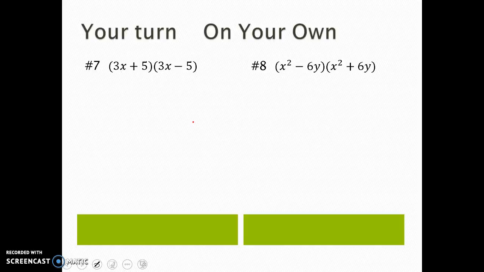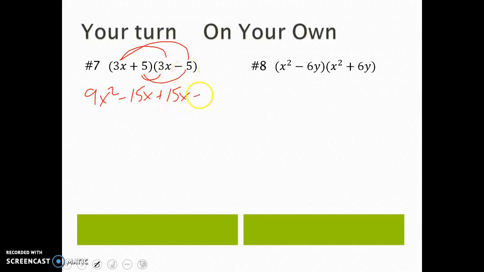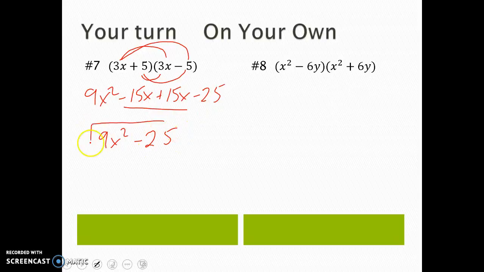Let's just try these two on our own before we do our homework assignment. Here we have, you can pause your video and try it, and then make sure that you have these correct. I'm going to start by taking 3x times 3x, which is 9x squared. 3x times negative 5 is negative 15x. 5 times 3x is positive 15x. And positive 5 times negative 5 is negative 25. So my final answer is going to be 9x squared minus 25, because my middle terms will cancel each other out.